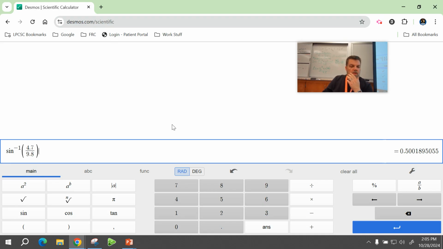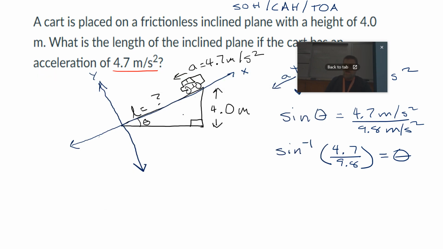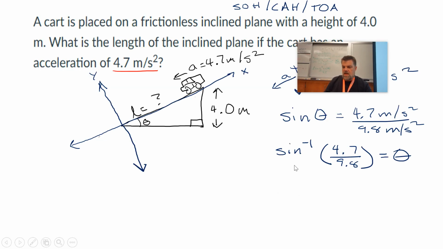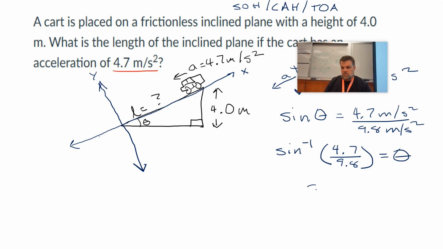Oh wait, you know what? We don't even need the angle. So let me back up a second. I really just need to know the value of sine. So really, I don't even need to know the angle. I just need to know the value of sine. And so I could just take 4.7 and divide it by 9.8, and that'll give me sine of theta.